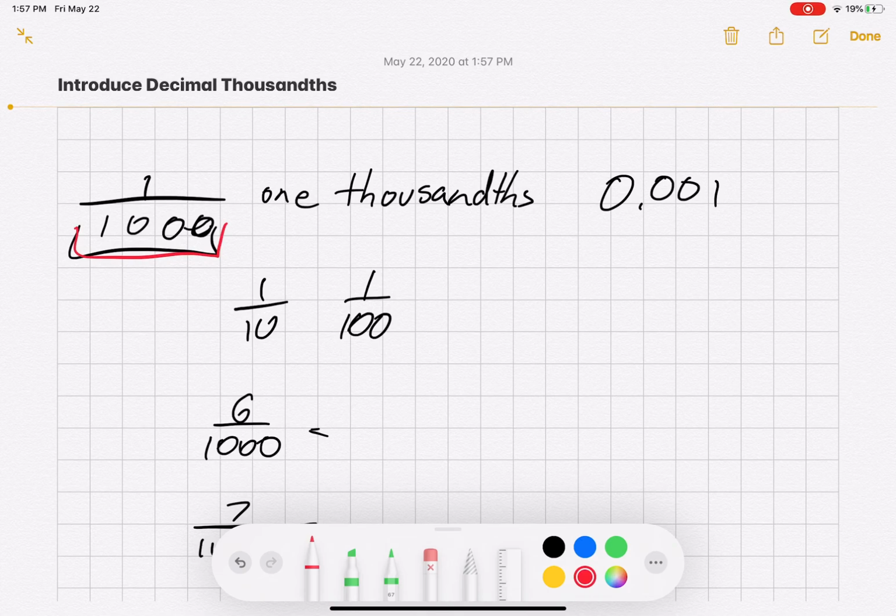So 1/1000 as a fraction can be written 1,000ths, with THS at the end, or it can be written 0.001. Okay, notice 1, 2, 3 places past the decimal.